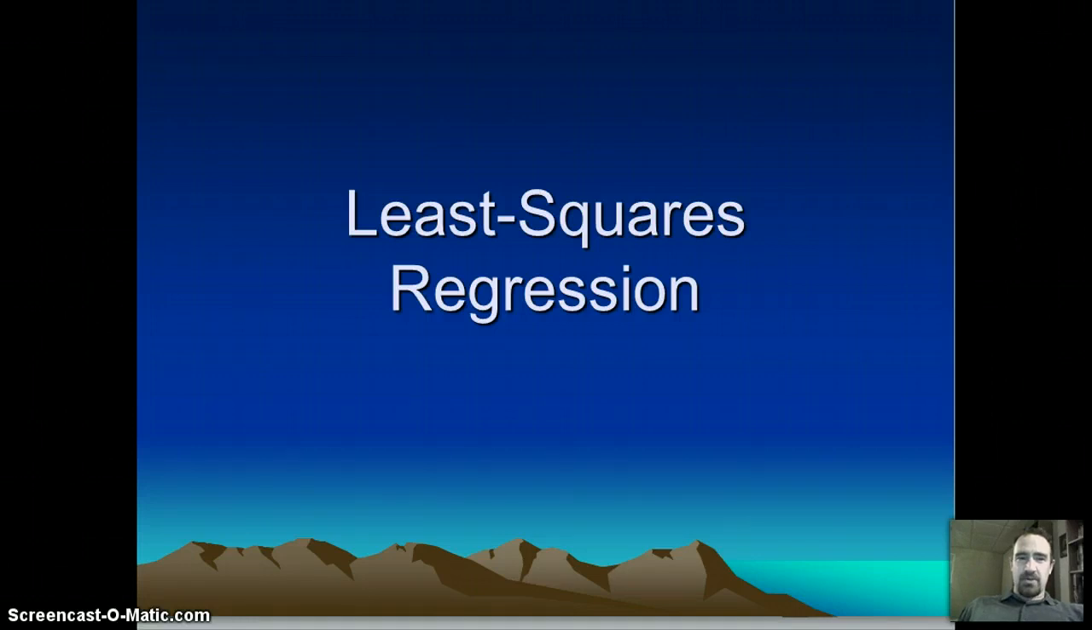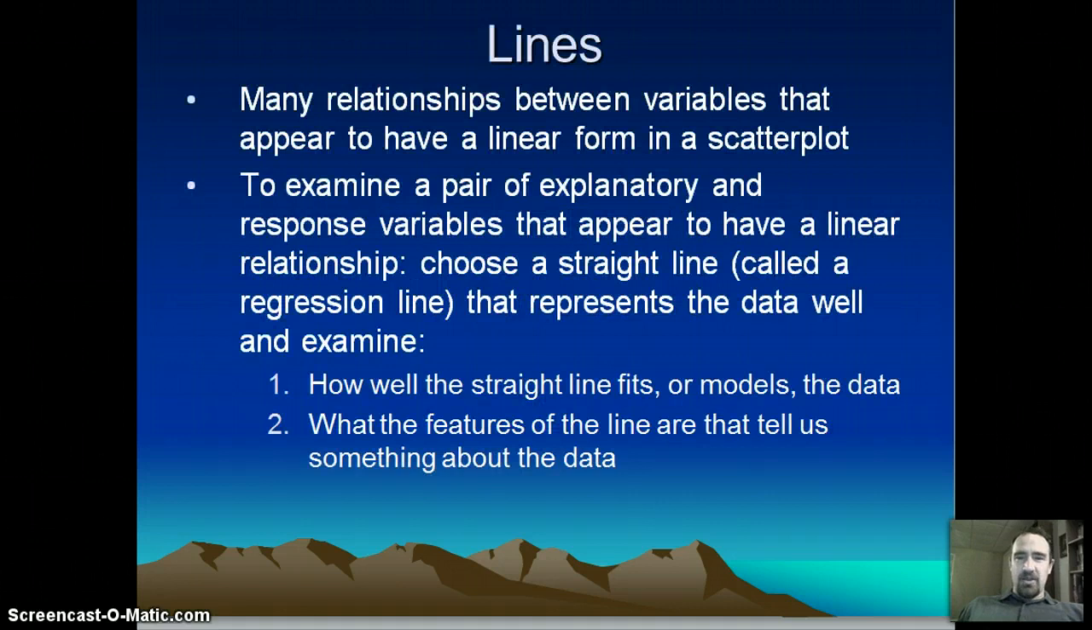What is least-squares regression? Well, we've been looking at relationships between variables, and we see that one of the common forms, and one of the more important ones, is when we have a linear form. And if we see that on a scatter plot, we want to be able to make some sense of that. One of the tools we've used is the correlation to help us make sense of that, and another one is going to be a line.